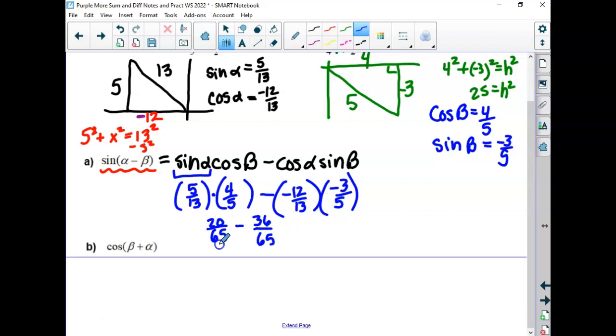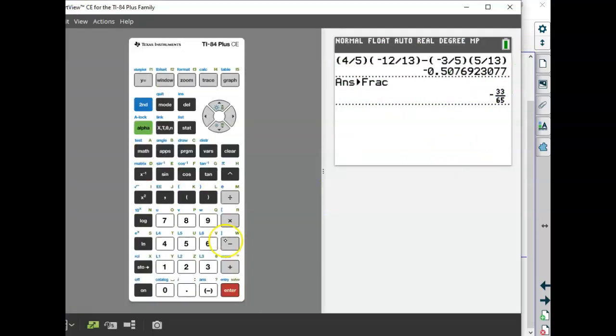Now, 20/65 reduces, but do we want to reduce? Why is it not a good idea to reduce? Because now for the subtracting, we need what? Common denominator. And what is 20 minus 36? Okay. You should have gotten that if you typed it. Okay, 5/13 times 4/5.